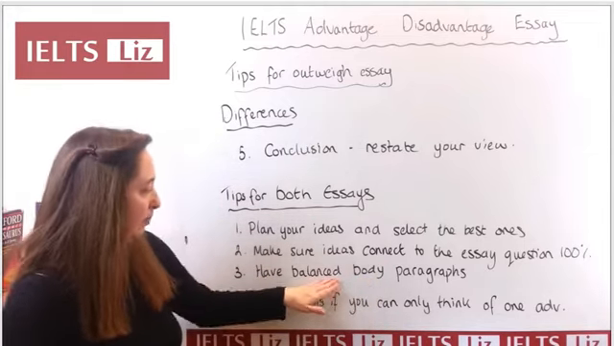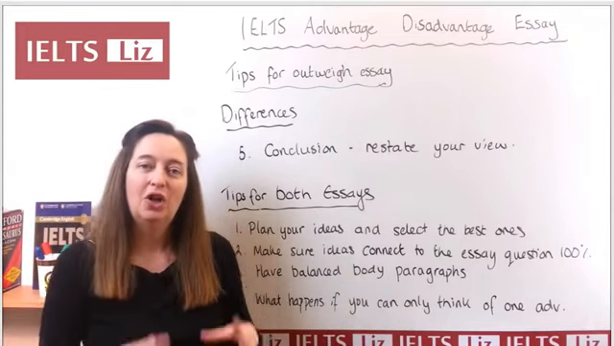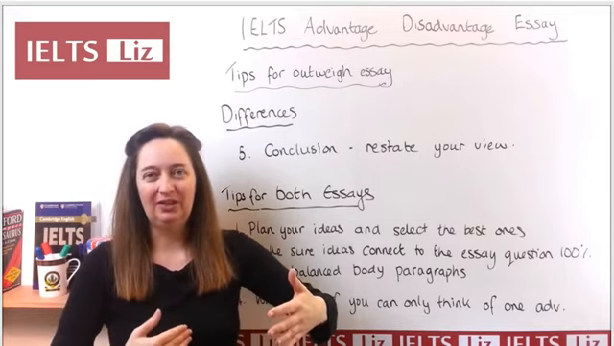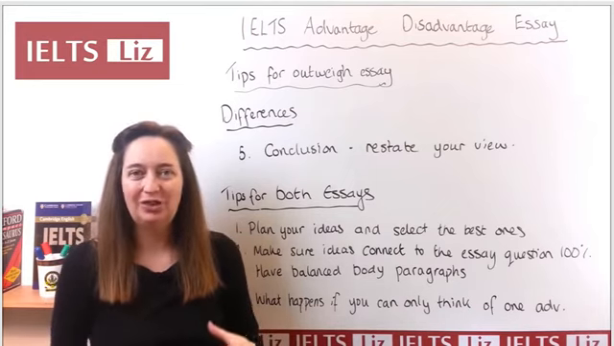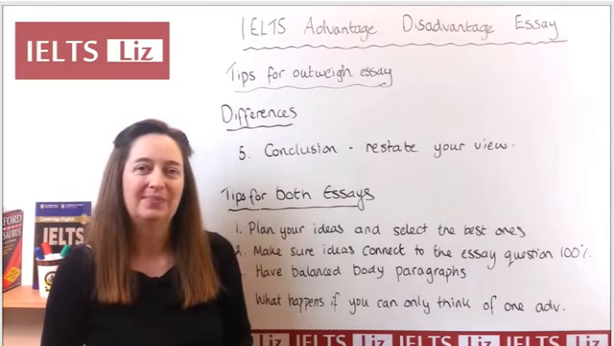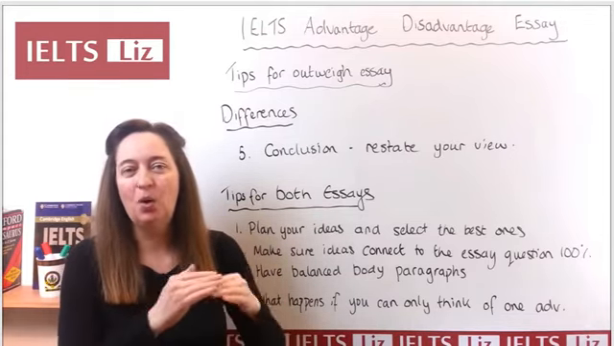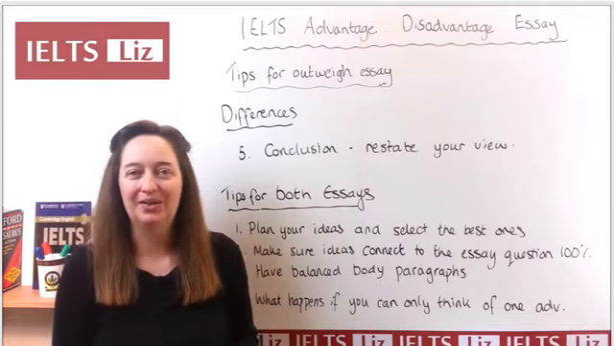So that means the body paragraphs need to be balanced. Don't have a fully extended body paragraph for the advantages and then a short one for the disadvantages, because then you're going to get marked down on your ability to develop ideas. So make sure that there is a balance. If it is 1 sentence extra, that's fine, but on the whole there's a balance.